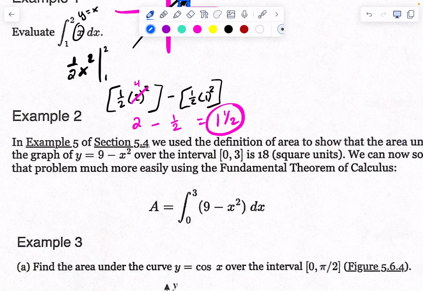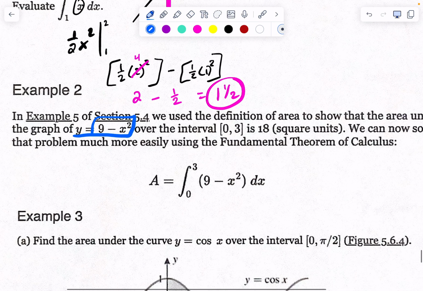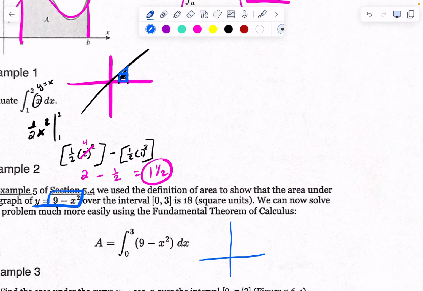All right, example 2. We are finding the area under the graph of 9 minus x squared, dx. Which is a parabola facing down, up at 9, yeah? I need the graph. Okay. I just drew the graph for funsies. You don't have to draw the graph if you don't want to.